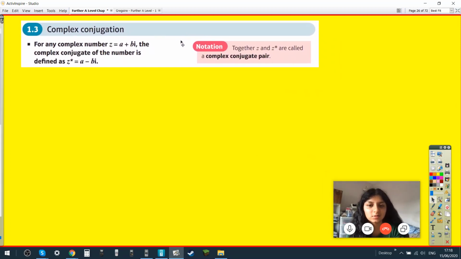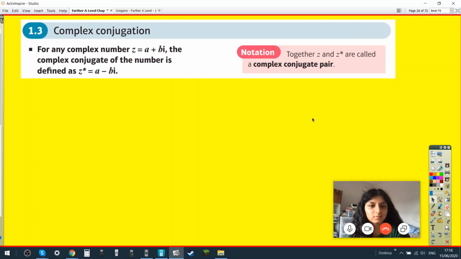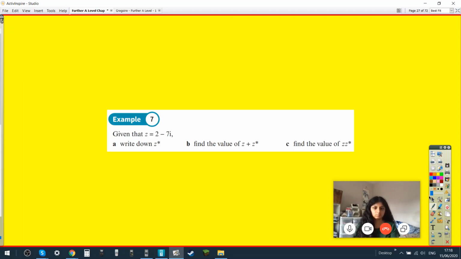It's somewhat different from normal algebra. Complex conjugation. All you have to do is think of difference of two squares when it comes to rationalizing a denominator. So you have to rationalize a denominator. Okay. So complex number z equals a plus bi. The complex conjugate z star is a minus bi.